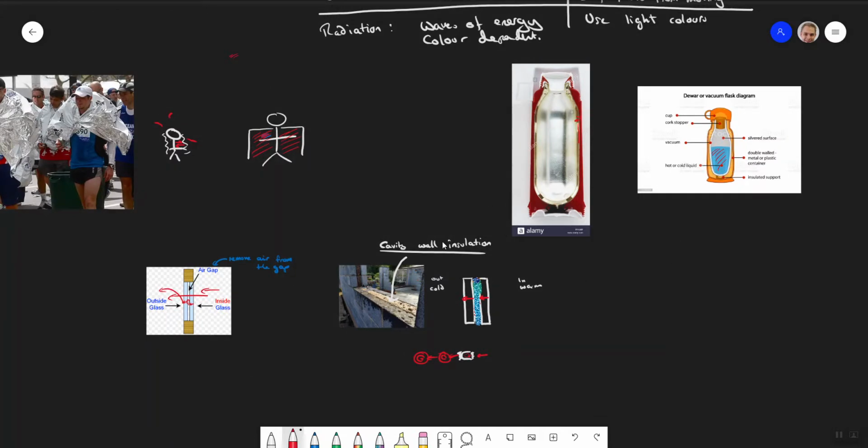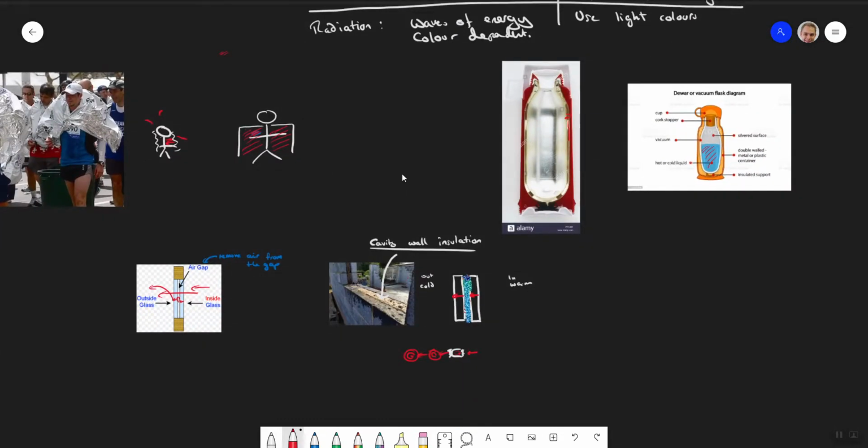That beeper is something else, but that is, thankfully, at the end of this little talk.